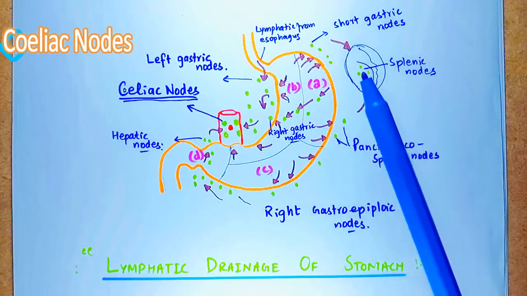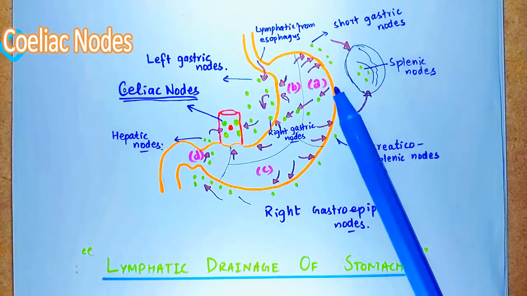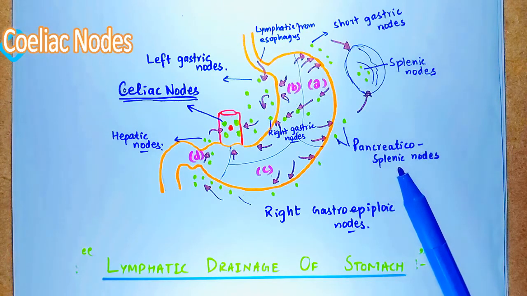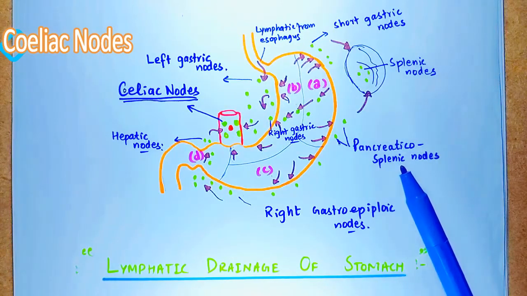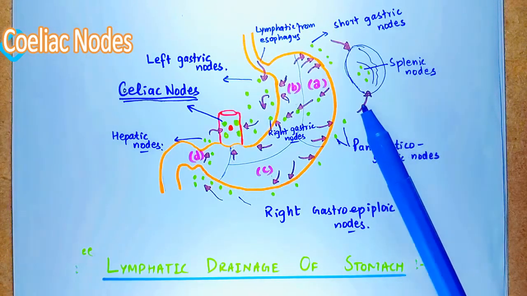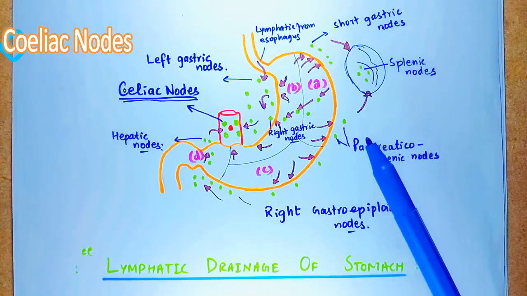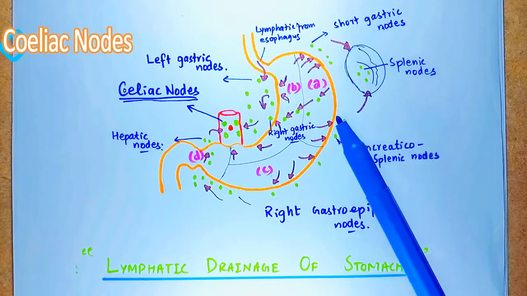Area A is the upper part of the left one third, which drains into the pancreatico-splenic nodes lying along the splenic artery on the back of the stomach. Lymph vessels from these nodes travel along the splenic artery to reach the celiac node.